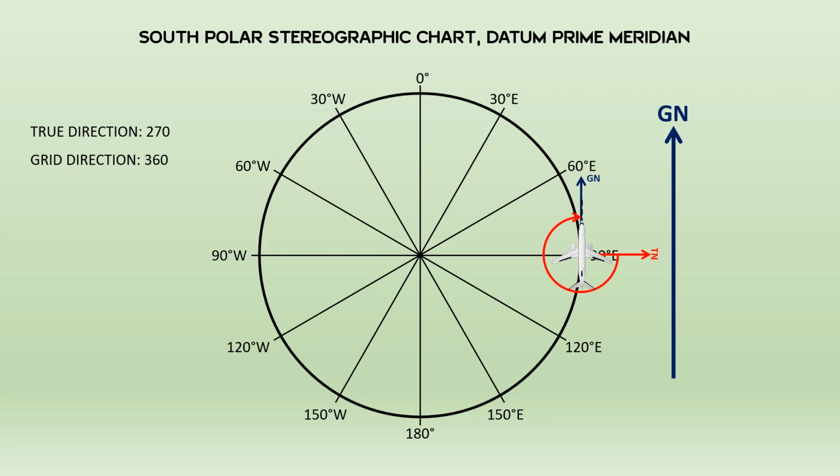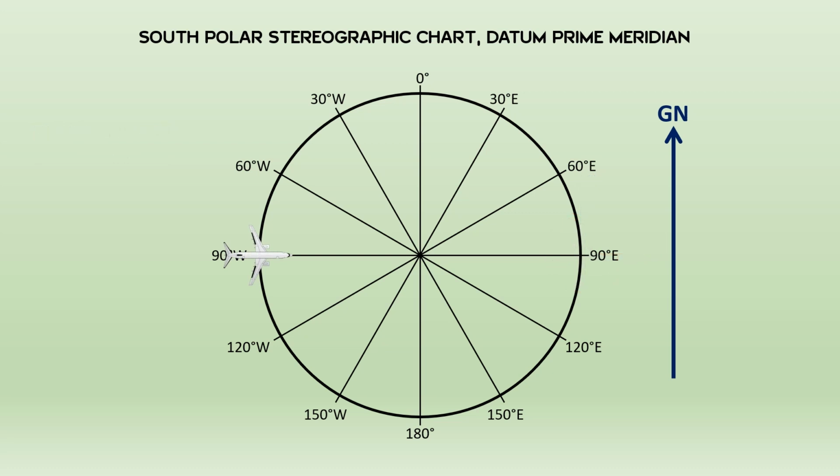Let's take a look at one final example. For this aircraft, the direction of true north is denoted by the red arrow. True direction is 180. The blue arrows show grid north. Grid direction is 090.